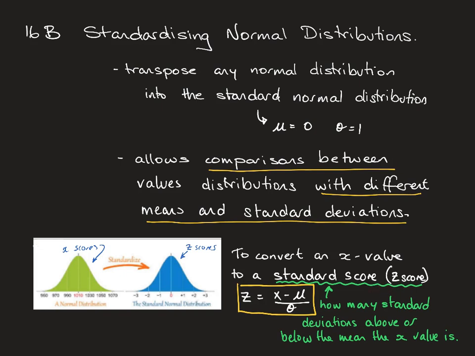So to turn an x value into a standard score or a z-score, what you do is you take that x value, you subtract the mean of the distribution that it's coming from and divide by the standard deviation of the distribution that it's coming from. Let's have a look at some.